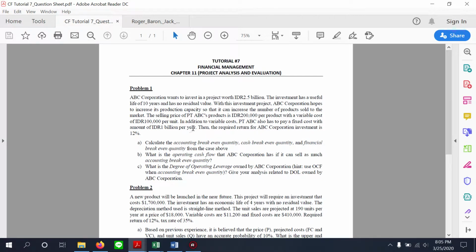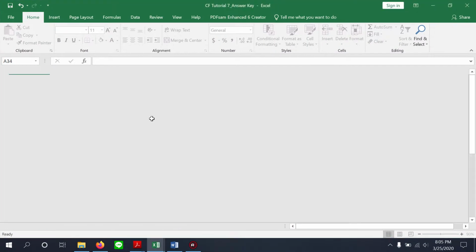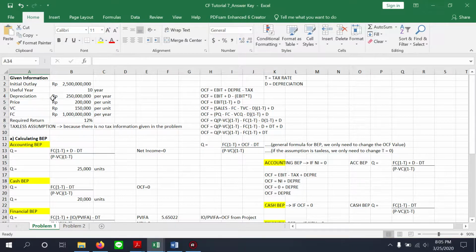So we have two problems here. Problem one, where we assume there's no tax, and problem two, where there is tax. It also gives us an example of a sensitivity analysis, which will be very helpful in predicting the future course. So moving on.